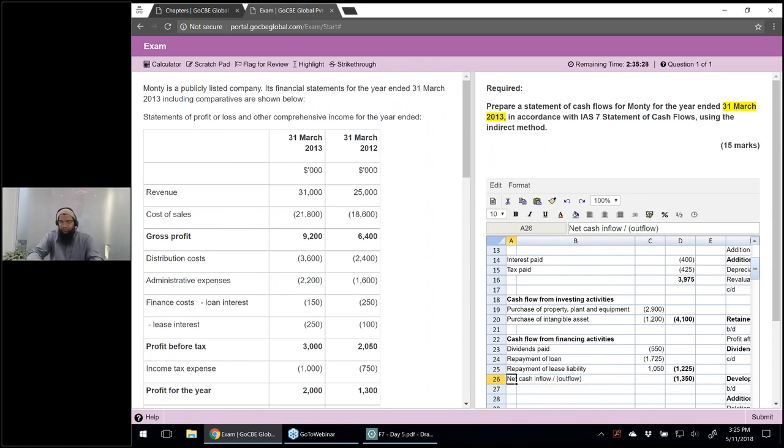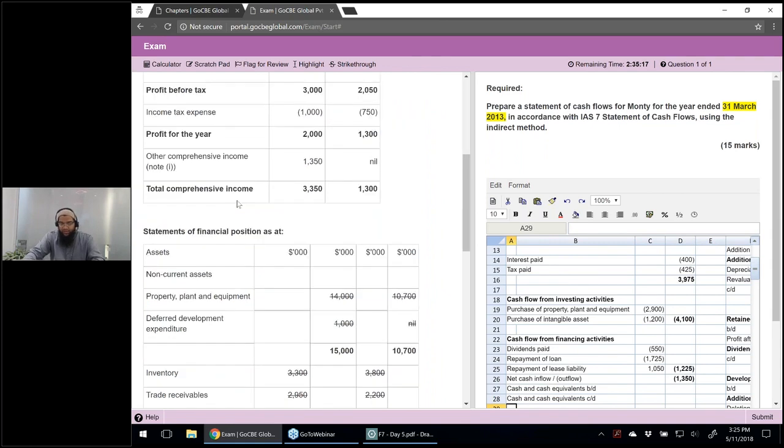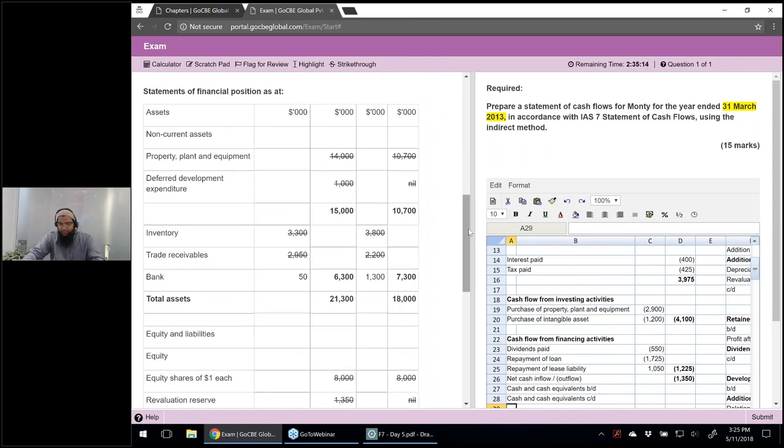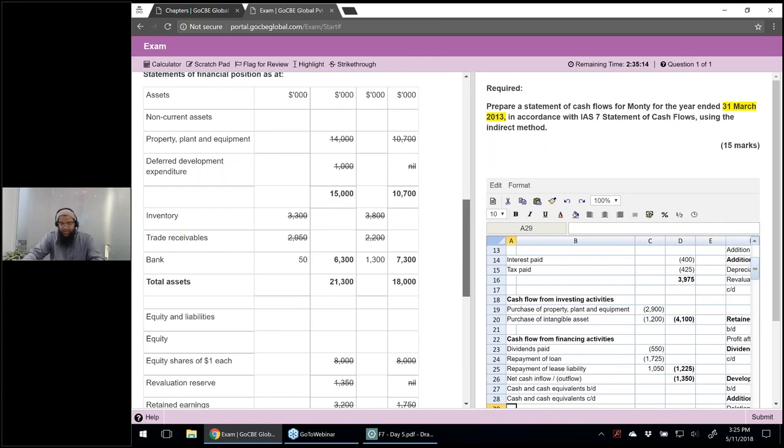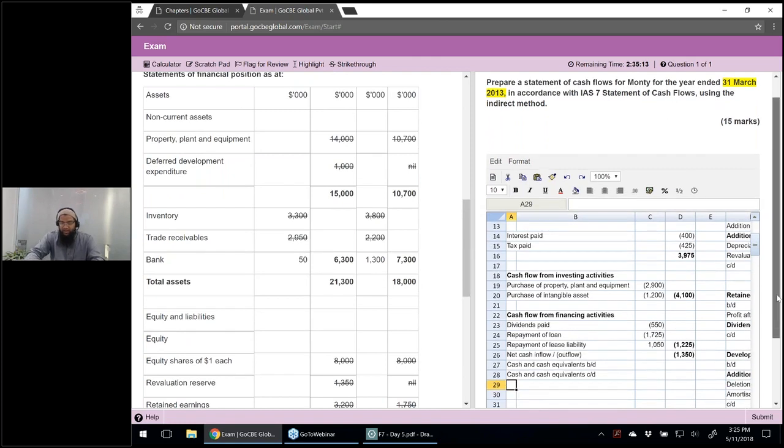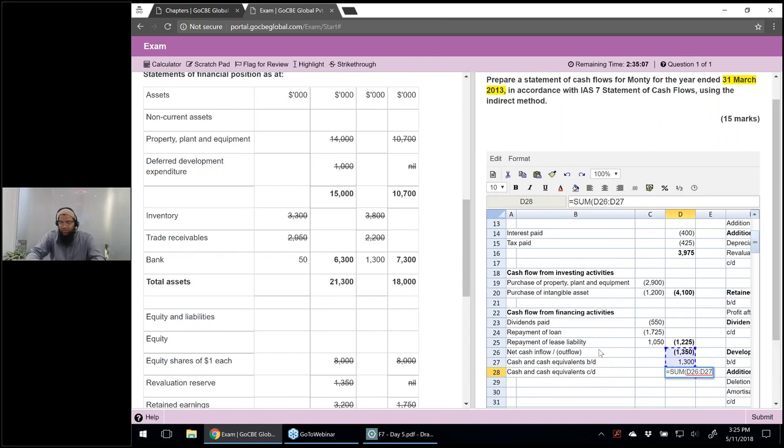And then we will be adding cash and cash equivalents brought down to it, which will give us cash and cash equivalents carried down. So let's go and check. Cash and cash equivalents brought down is 1300. So the total should have been negative 50, but it is positive 50. This means that there is some difference of the amount of 100.